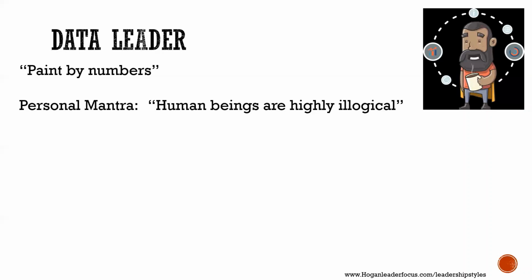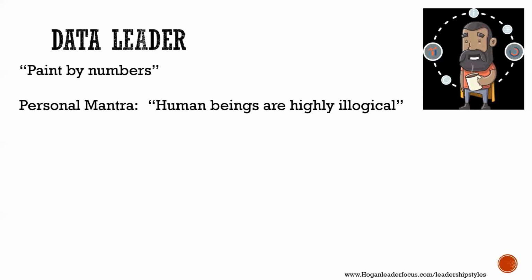Then we have data leaders, and this will not be a surprise. Data leaders are all about painting by the numbers. Human beings are illogical. That's what they think. So why would we let them think? Human beings have emotions, and emotions impact decisions. Numbers do not have emotions. Numbers are numbers. Numbers will tell us what to do. We buy when the numbers say to buy. We sell when the numbers say to sell. It's all about the numbers.